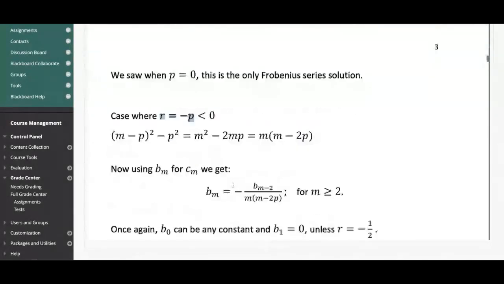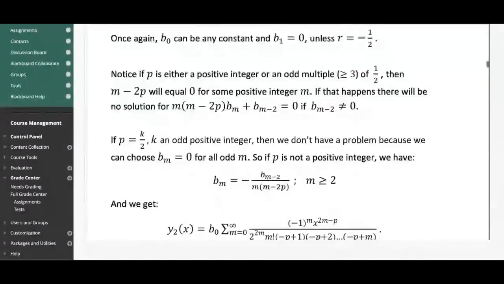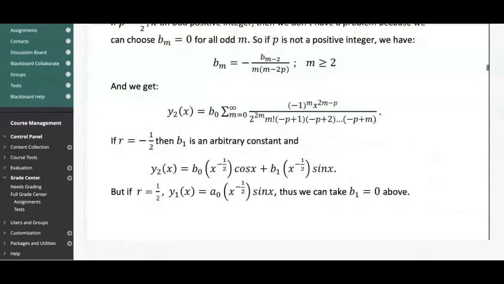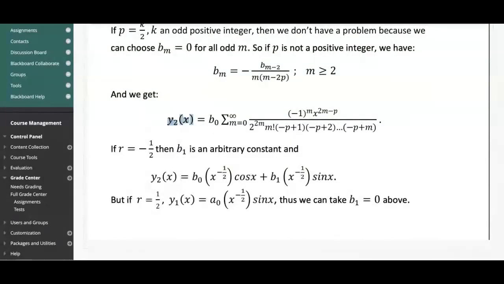Then when r equals negative p, we go through the same process, right? Go through the same process, so we get our second solution.